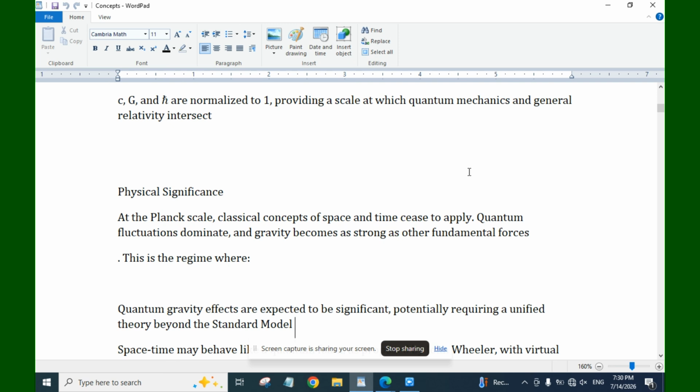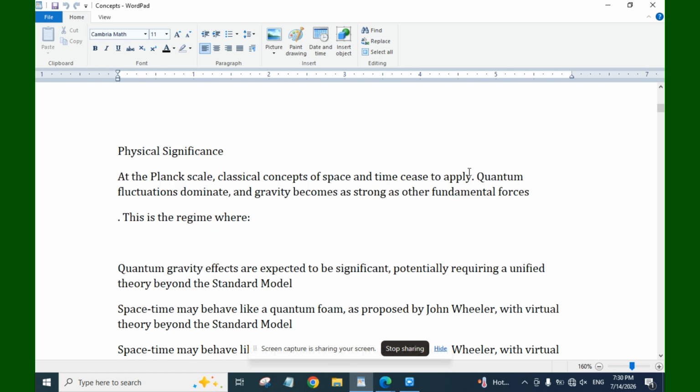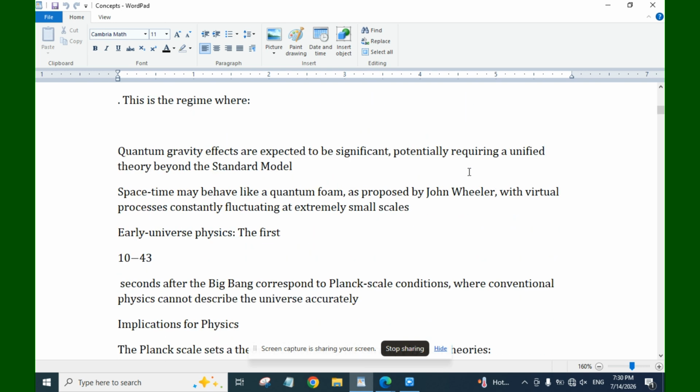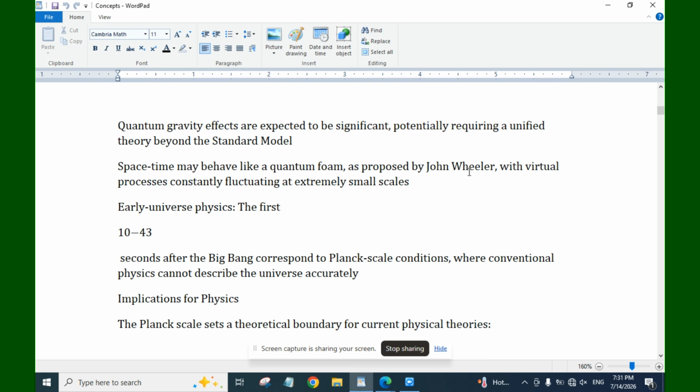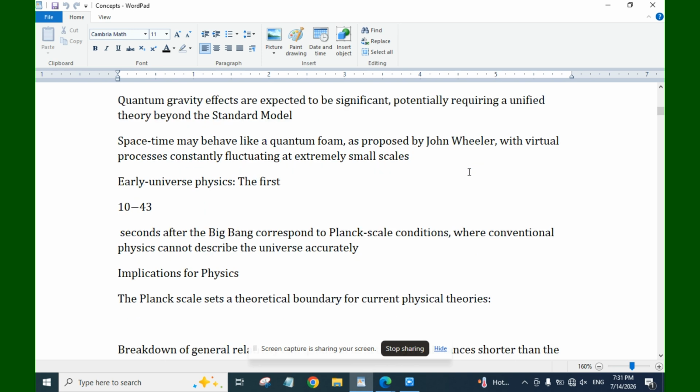Physical significance. At the Planck scale, classical concepts of space and time cease to apply. Quantum fluctuations dominate. Gravity becomes as strong as the other fundamental forces. This is the regime where quantum gravity effects are expected to be significant, potentially requiring a unified theory beyond the standard model. Spacetime may behave like a quantum foam, as proposed by John Wheeler, with virtual processes constantly fluctuating on extremely small scales. Early universe physics, the first 10 to the power of minus 43 seconds after the Big Bang, corresponds to Planck scale conditions where conventional physics cannot describe the universe accurately.